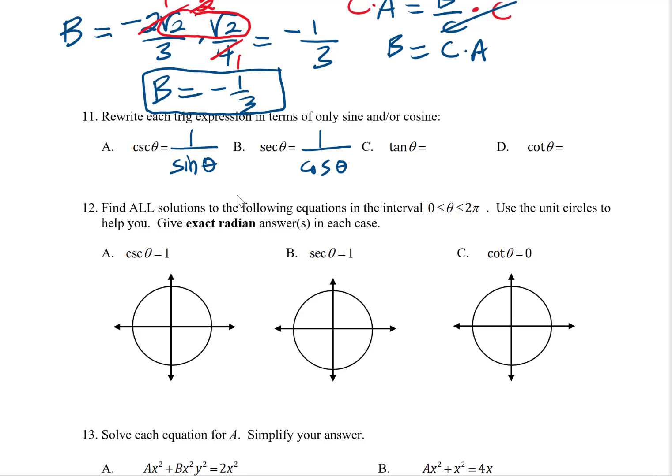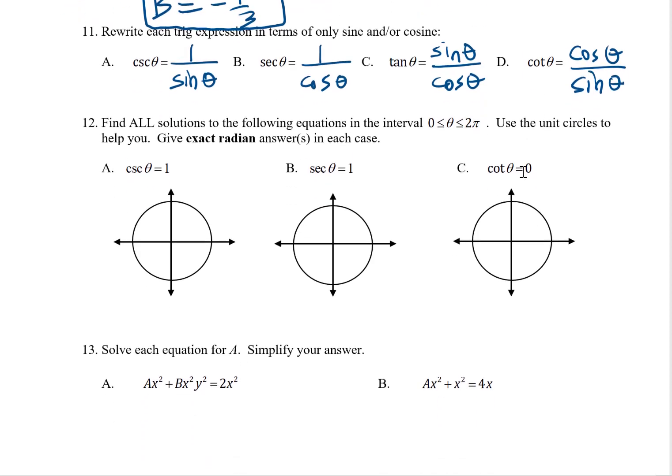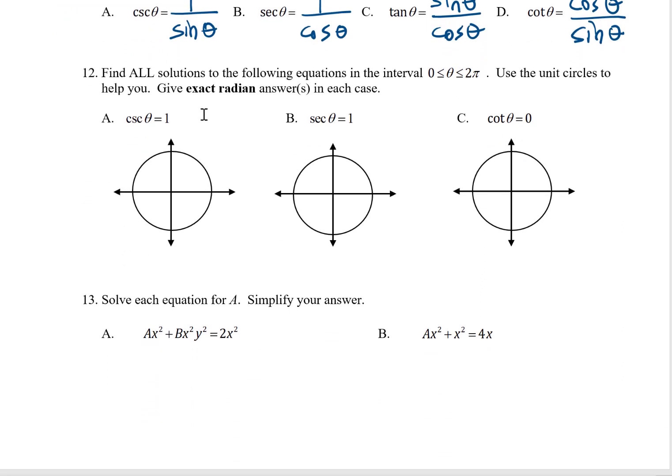How about tangent theta? Well, the reciprocal thing isn't really going to help me. What helps me here is the quotient identity. Tangent theta is equal to sine theta over cosine theta. Part D, same thing. The other quotient identity tells me that cotangent theta is equal to cosine theta over sine theta. Notice that we've taken each of the other 4 trig functions and rewritten them using only sine and/or cosine.